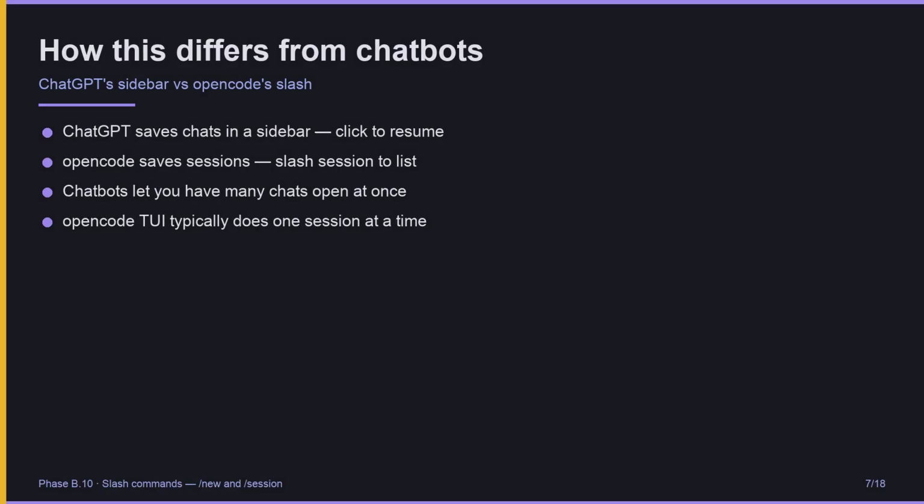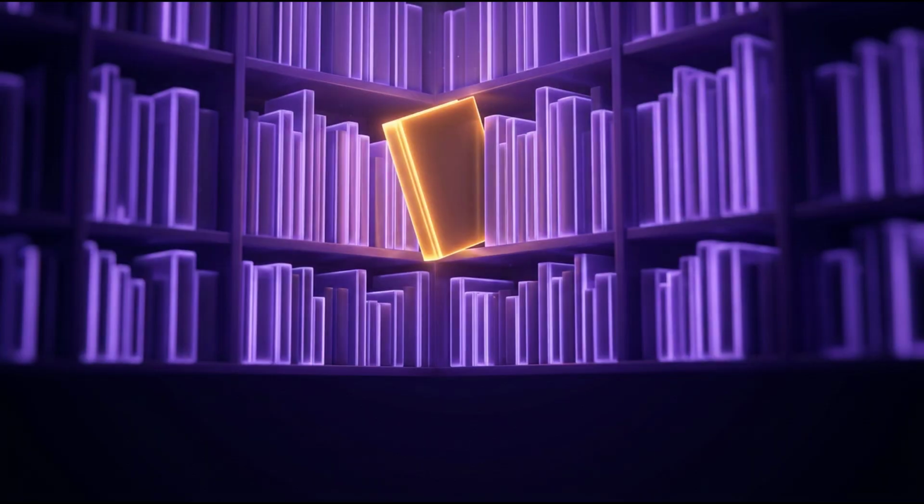How does this differ from chatbots? ChatGPT saves chats in a sidebar. You click to resume. OpenCode saves sessions, and /session lists them. Chatbots let you have many chats open at once in different tabs. OpenCode's TUI typically does one session at a time. You finish or pause, then start another. Different workflow, same core idea. Sessions are saved. You can always come back.